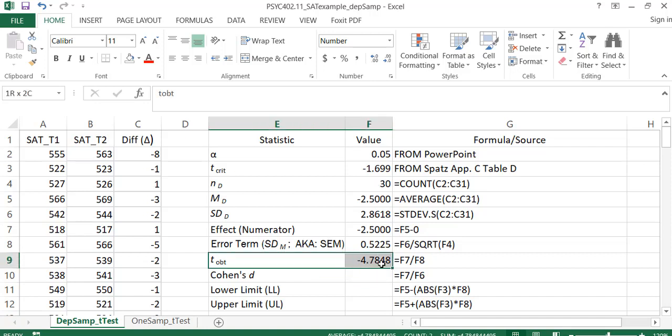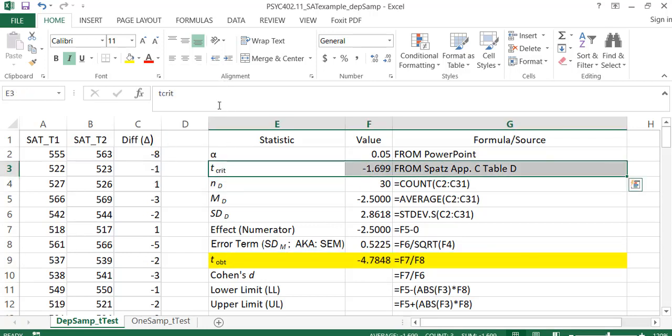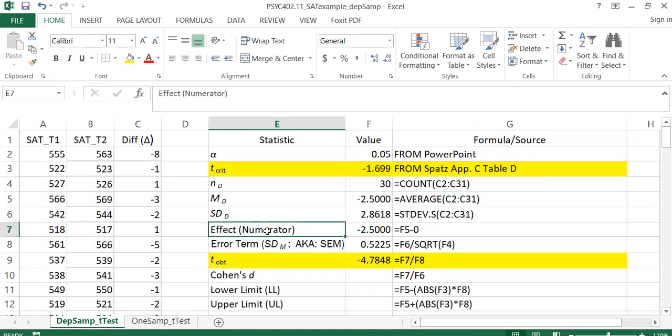Importantly, this t obtained value is more extreme, rarer, and in the correct direction compared to the t critical value. So if we drew that normal distribution, we put our cutoff at negative 1.699, the tail end of the distribution beyond that, negative 4.78 would fall in that area beyond it. And so because of that, we know that this t obtained is significant at an alpha of 0.05.